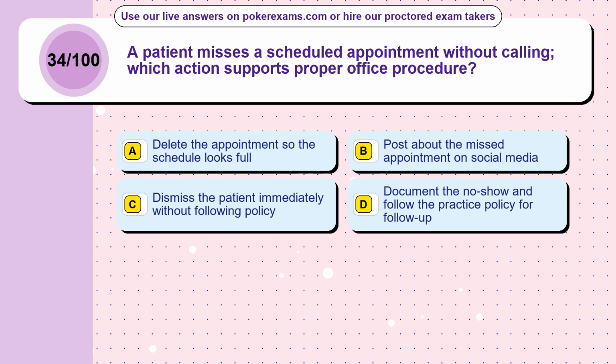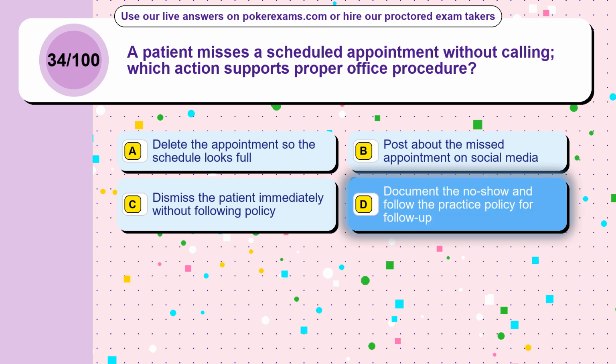Question 34. A patient misses a scheduled appointment without calling. Which action supports proper office procedure? Option A. Delete the appointment so the schedule looks full. Option B. Post about the missed appointment on social media. Option C. Dismiss the patient immediately without following policy. Option D. Document the no-show and follow the practice policy for follow-up.